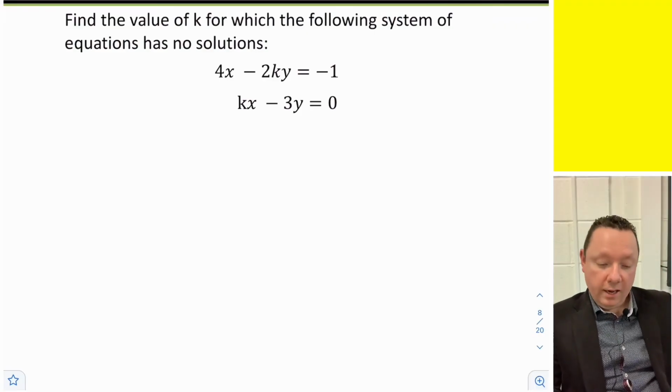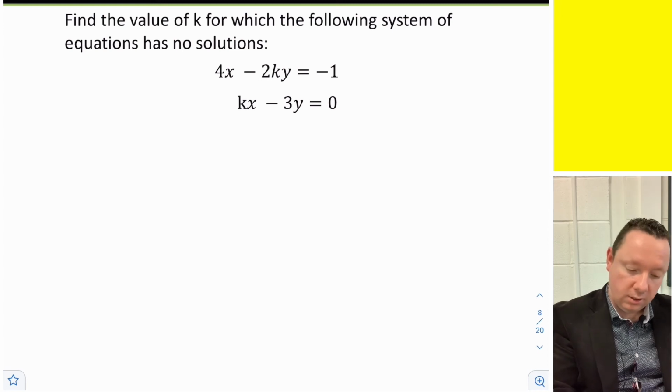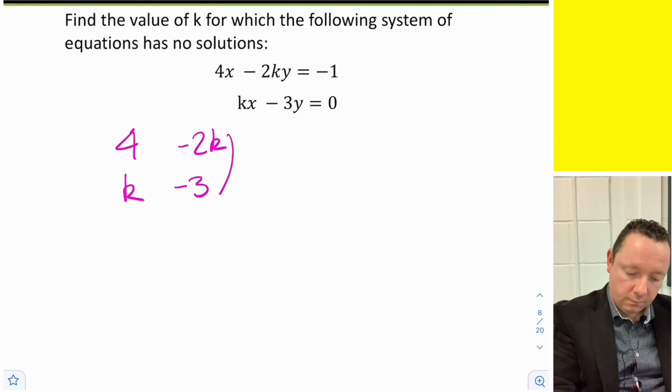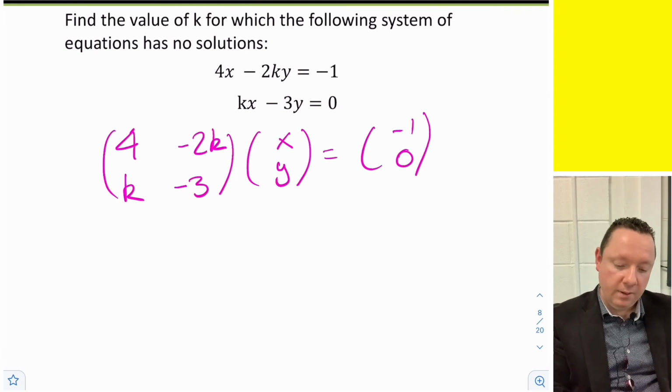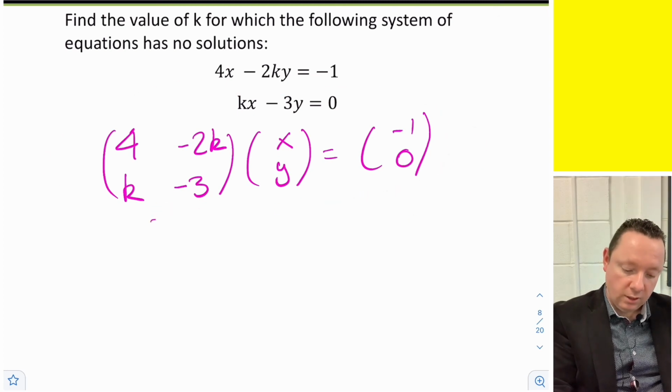Find the value of k for which the following system of equations has no solutions. So let's set up a matrix. We've got 4, minus 2, k, k minus 3, times x, y equals minus 1, 0. And remember from earlier, that meant that if the determinant of this matrix equals 0, there's no solutions to this equation. Let's call this matrix A.